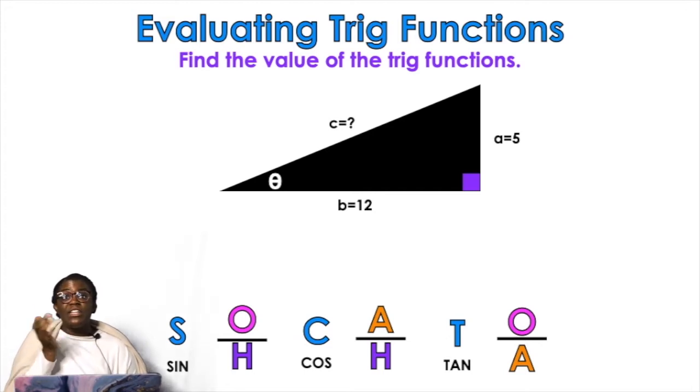So, evaluating trig functions: find the value of the trig function. I have a right triangle, and I have two sides of a right triangle, but I want to find all six trig functions, right? For me to be able to find all six trig functions of a right triangle, I'm going to need the third side of that triangle. How do I find the third side of a right triangle?